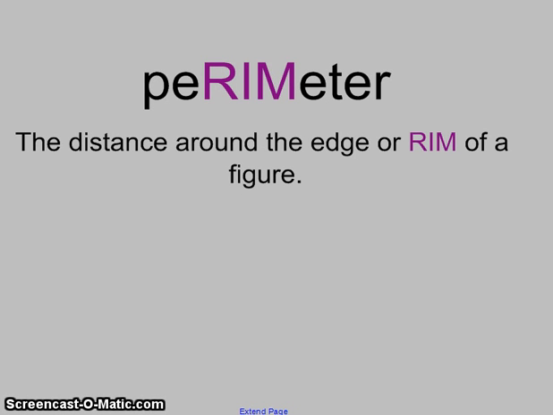The perimeter is the measurement around the edge or the rim of a figure. An example of when you would need to find the perimeter is if you wanted to put a fence around your backyard. You'd have to measure the rim of your yard to know how much fencing to buy. As you listen to and watch the rest of this video, think about other examples of times you would need to find the perimeter, and you can add that to your note page to bring back to class.